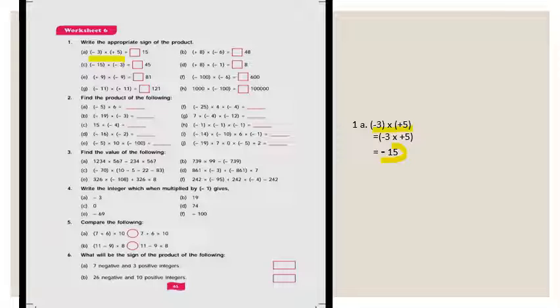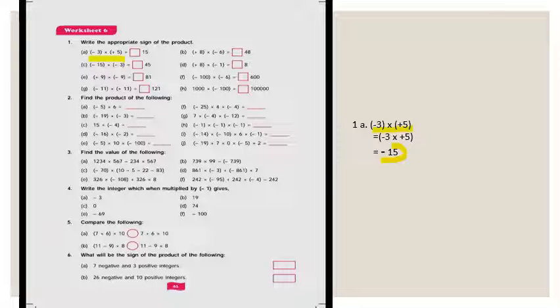Now question number 3. Question number 3 is the same as the questions you have previously solved using the distributive property. In question 3, you have to first take the common number out and make a pair of the rest and find the answer.